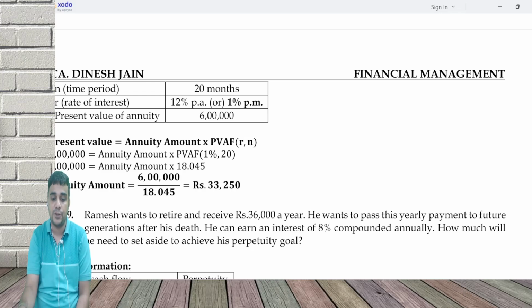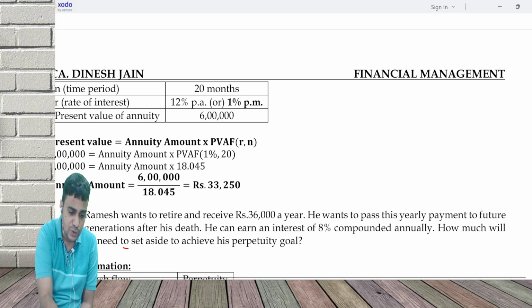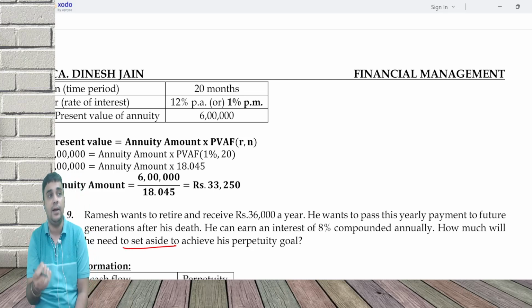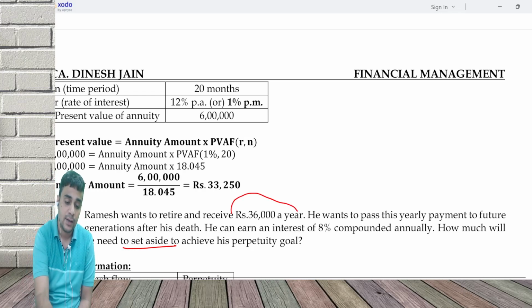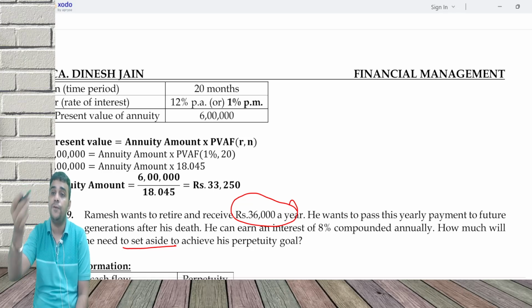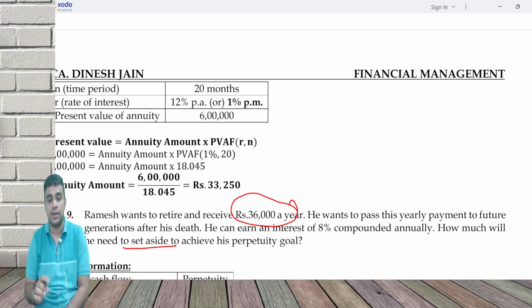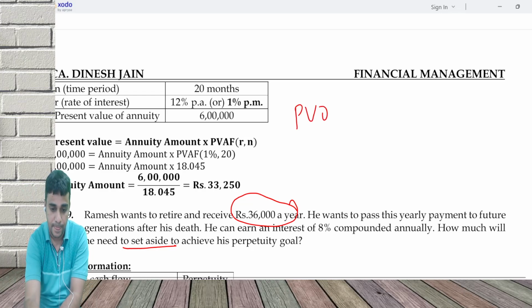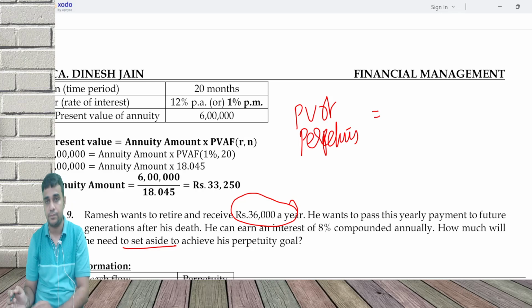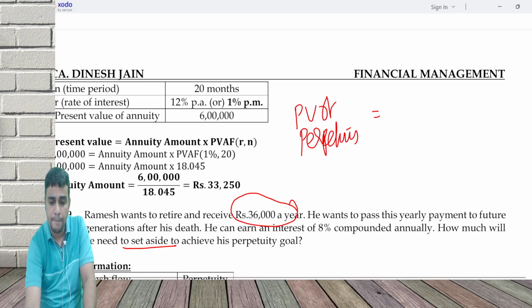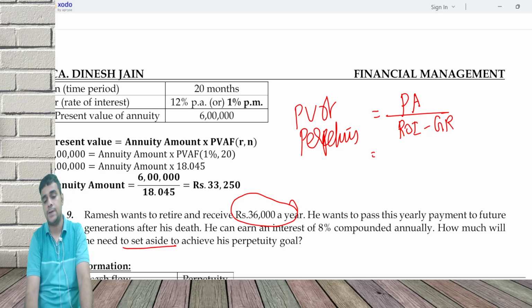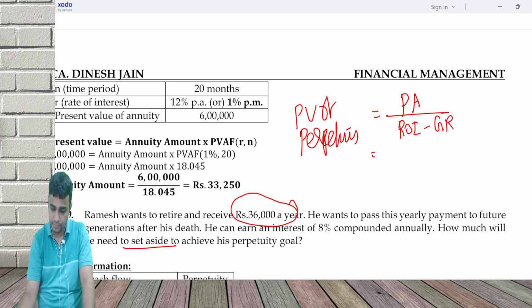I can calculate only the present value of perpetuity. So if you read the question, it says how much you need to set aside. That is, how much should I keep today so that I get 36,000 a year, and this goes on to my future generation also. Now, present value of perpetuity is equal to perpetuity amount divided by rate of interest minus growth rate.